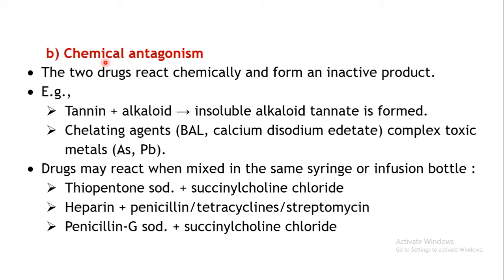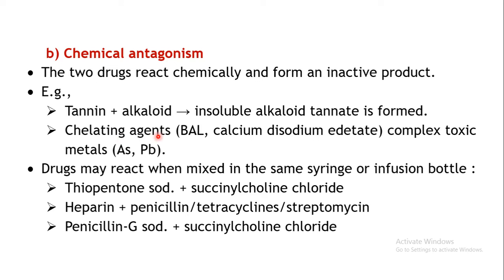Then the next type of antagonism is chemical antagonism. So as the name implies, here the two drugs will react chemically. So they will react chemically and maybe they will get converted into some other substance which is inactive. So the product which is formed, which is inactive, does not show any therapeutic property. Say for example tannin plus alkaloid: when these two are given together, they form insoluble alkaloid tannate. So since it is insoluble, it will not get absorbed. So neither of the drugs will get absorbed.